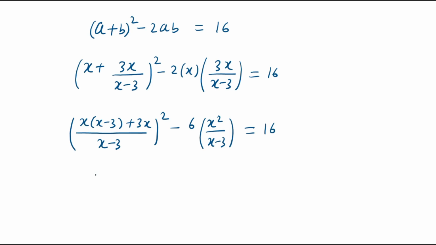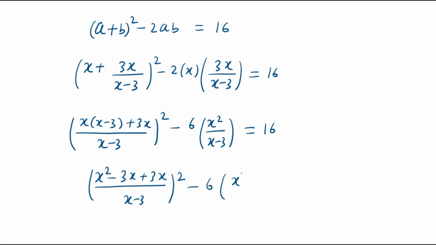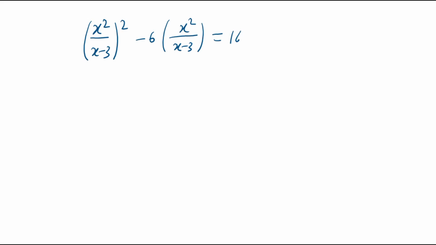This x is multiplied by x − 3, then you will get (x² − 3x + 3x)/(x−3) squared, minus 6 times x²/(x−3), equals 16. Here this is −3x, this is +3x, both cancel out. In the left hand side, (x²/(x−3))² − 6 times x²/(x−3) = 16.